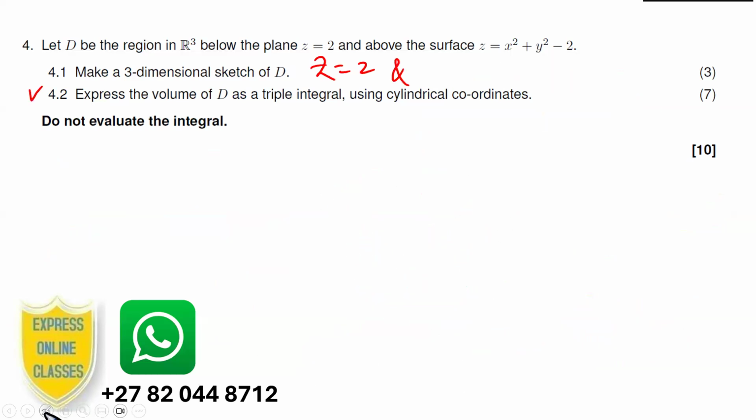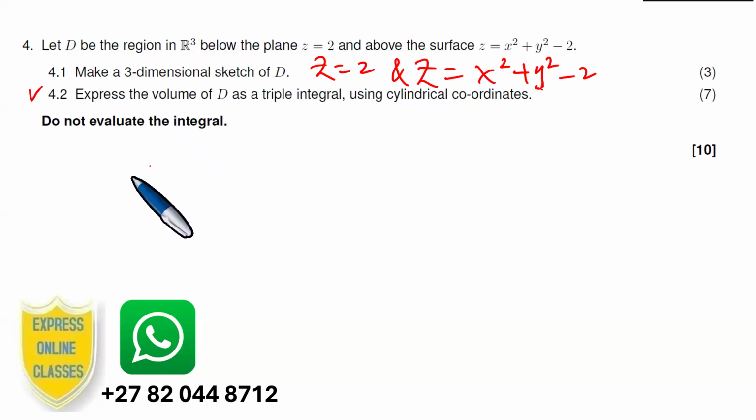Also here, it is below the plane z equals 2, above the surface z equals x squared plus y squared minus 2. Express the volume of D as a triple integral using cylindrical coordinates.